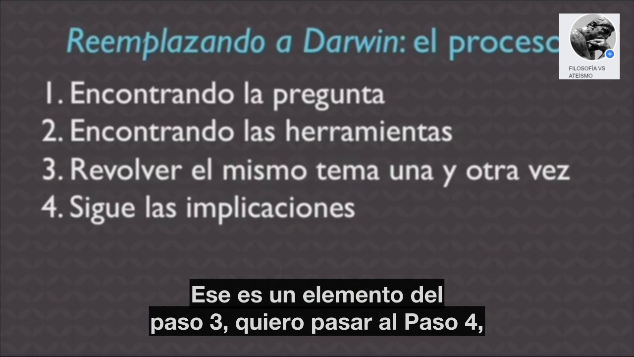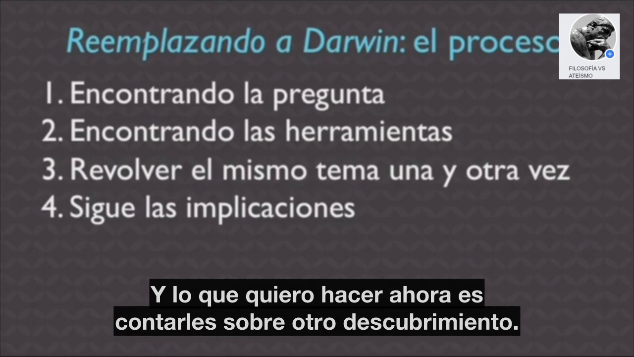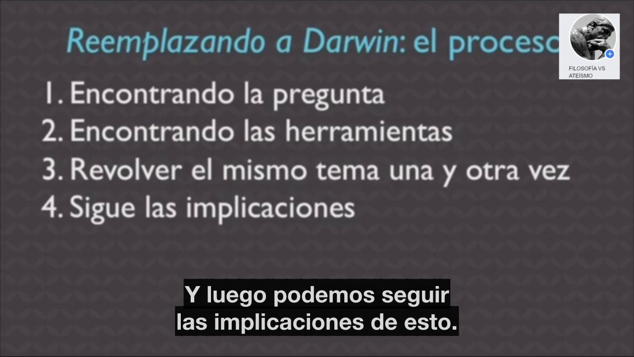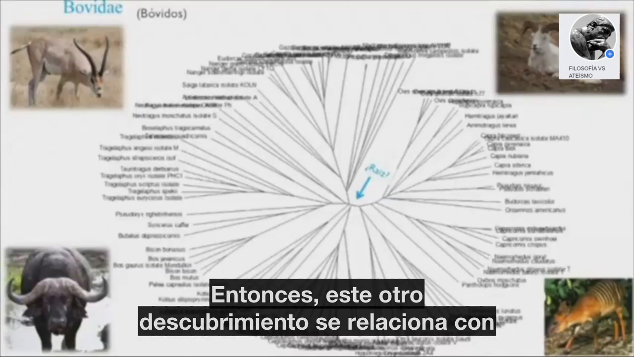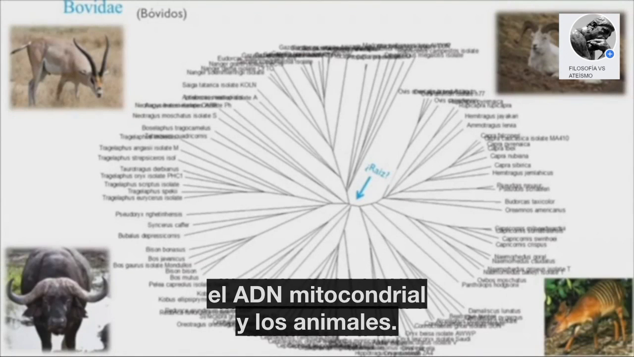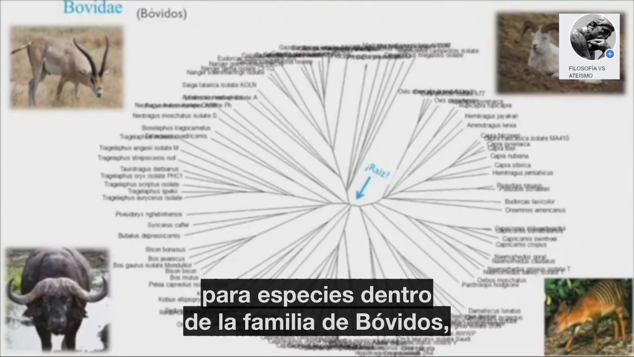I want to move on to step 4, which is follow the implications. And what I want to do now is tell you about another discovery, and then we can follow the implications from it. So this other discovery relates to mitochondrial DNA in animals. This is the phylogenetic tree based on mitochondrial DNA for species within the family Bovidae.